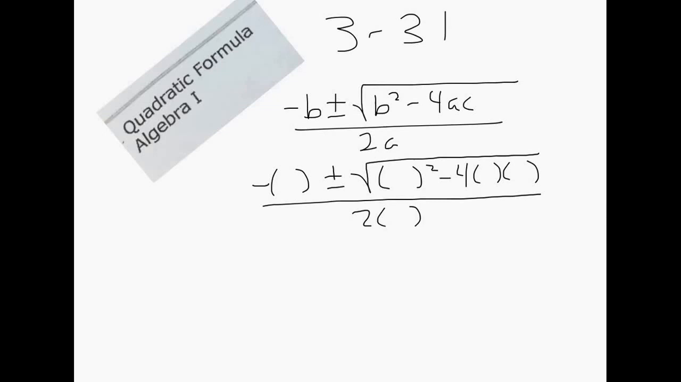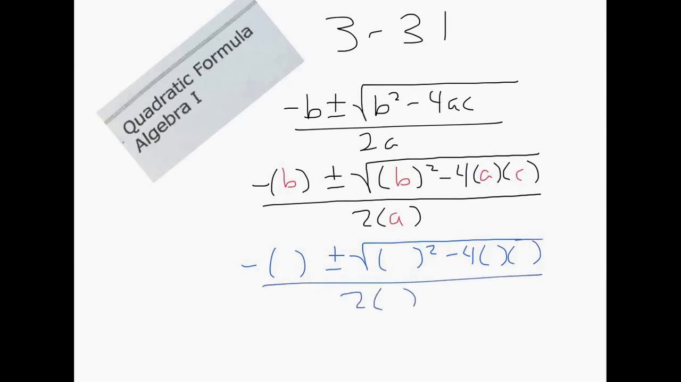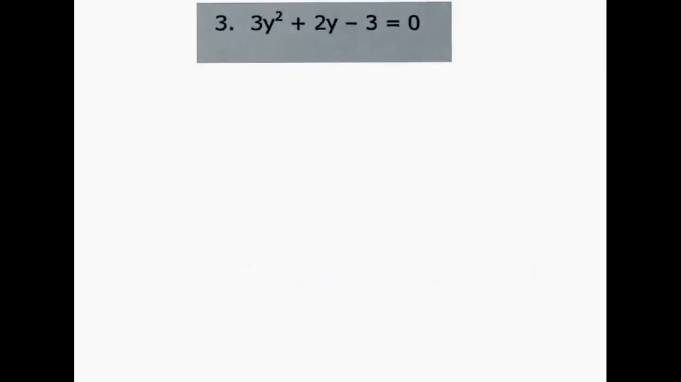Don't write this in, but this was the B, this was the B, A, C, and A. So it's negative parentheses plus or minus the square root of parentheses squared minus 4 parentheses all divided by 2 parentheses. And we're going to keep doing this all throughout the time because that's the process you have to get into. Okay? So here's the first problem.